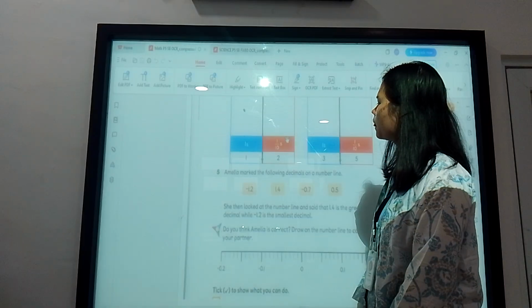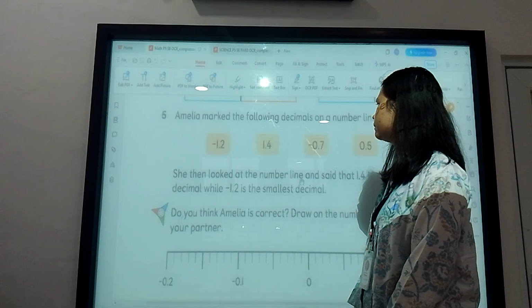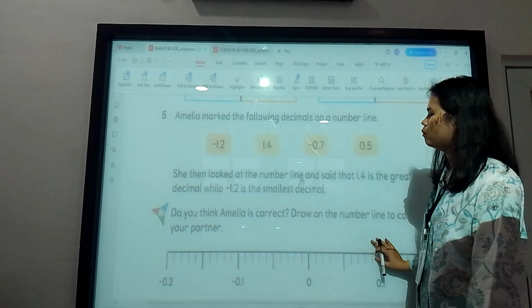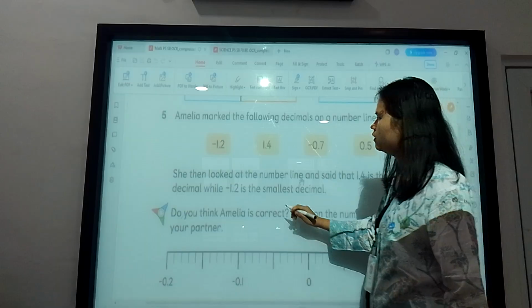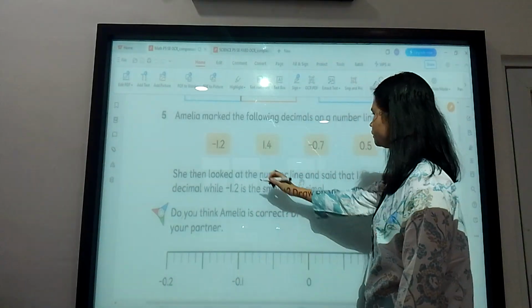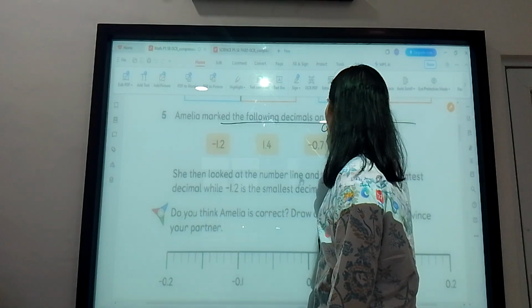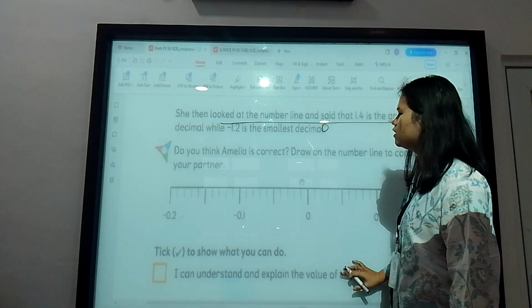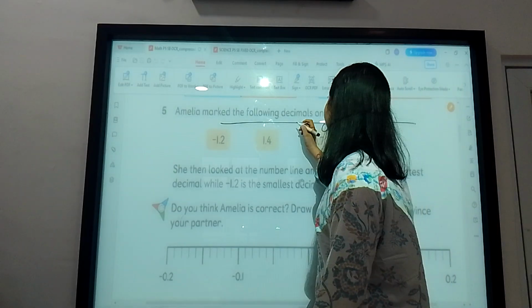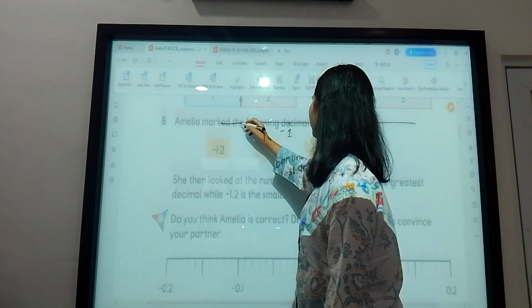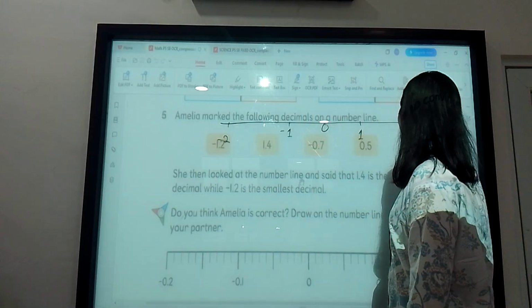So we move to math now. This is the operation of decimals. So could you solve this one, Miss? Okay, Amelia, mark the following decimals on a number line. We can make the number line here, like 0, because there is -1. Okay, -1, then -2, and then 1 and 2.